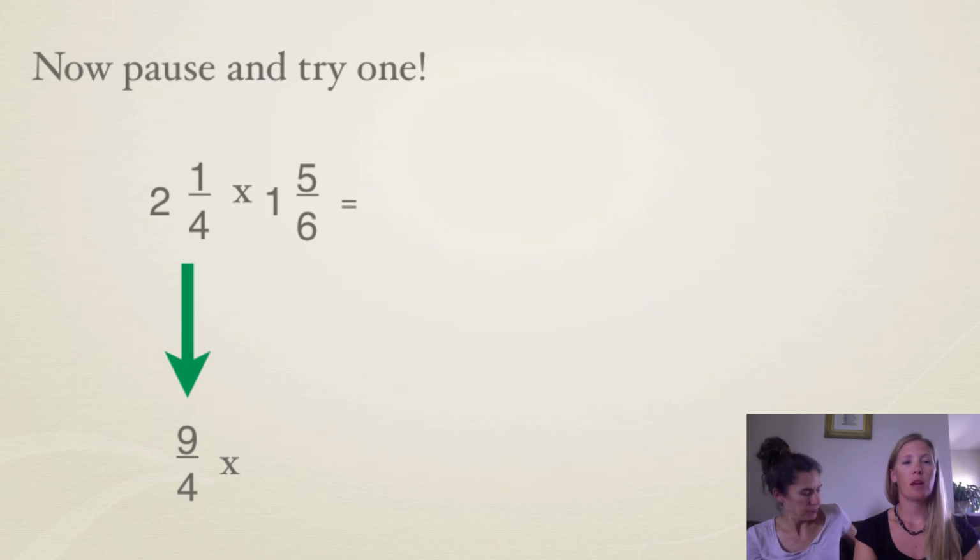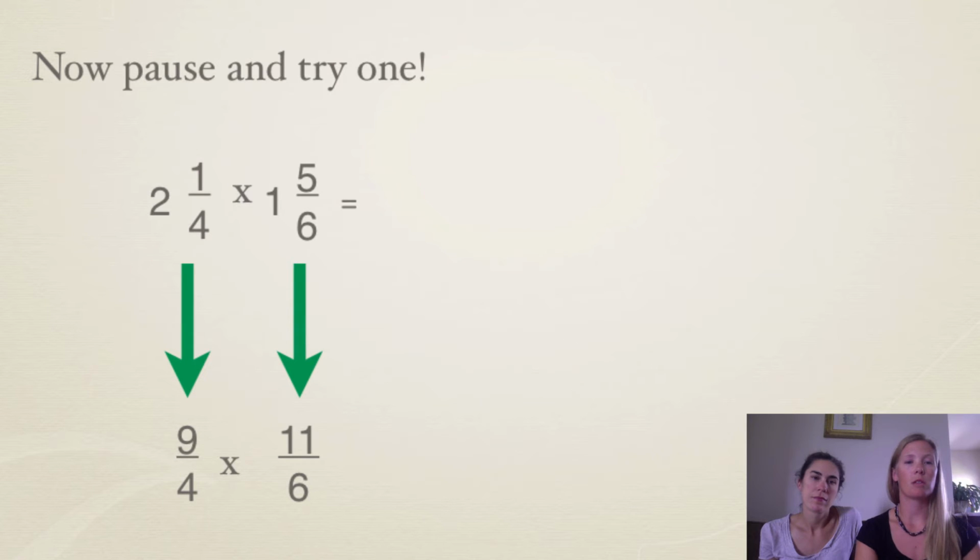Okay, so the first step is to convert them into improper fractions. So 2 1/4 becomes 9/4. 1 5/6 becomes 11/6. Whew, it's a mouthful. Then I look at these and I'm just noticing, first of all, these numbers are really big. And I know we had to go through and simplify the last one at the end. So I'm going to look and see if there's any way I can simplify this before I even multiply.